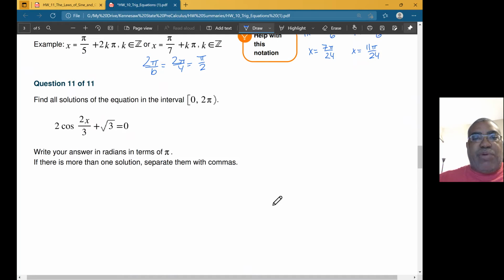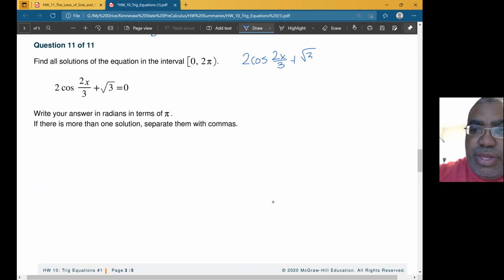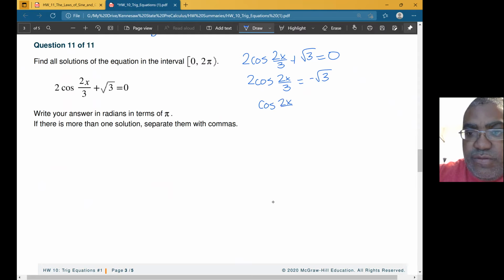All right. Last problem. Same type of deal that we've been doing before, right? Only a little fraction in here to throw us off. So 2 cosine of 2x over 3 plus root 3 is equal to 0. 2 cosine of 2x over 3 is equal to negative root 3. Cosine of 2x over 3 is equal to negative root 3 over 2. We're in an interval this time for our answer. Always look for that first.